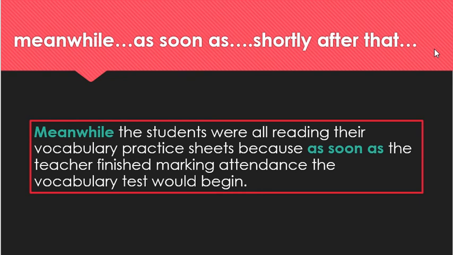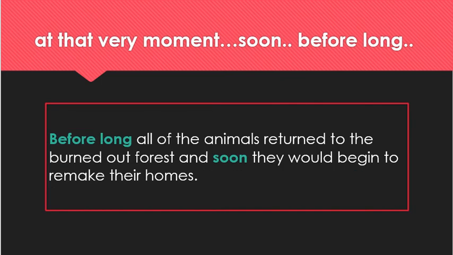What are some other words you might use instead of meanwhile or as soon as? You can pause the video and talk with your family about this. Here are some more words. At that very moment, soon, before long. Before long, all of the animals returned to the burned out forest, and soon they would begin to remake their homes. So why do you think the author uses the transition before long at the beginning of the sentence? You can pause the video and talk about this with your family.